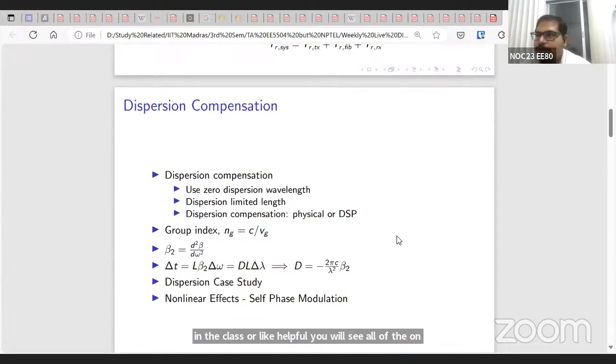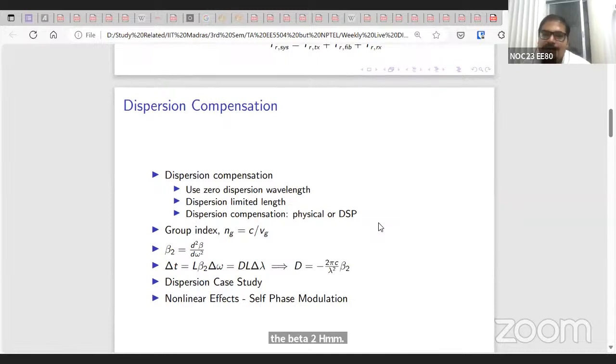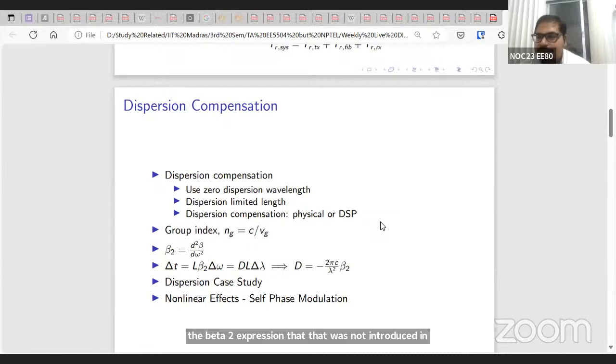Then we went on to a discussion on dispersion and the beta 2 expression, which was not introduced in week 6 but which we introduced here. Basically we expand beta as a Taylor series expansion, and from there we get beta 0, beta 1, beta 2, and beta 3. Up to beta 3 we consider. After that we can ignore the higher order terms.